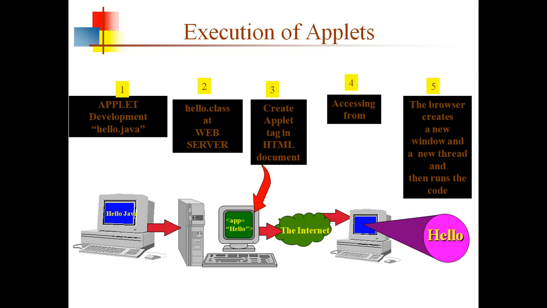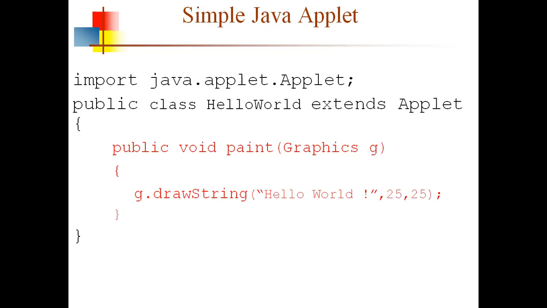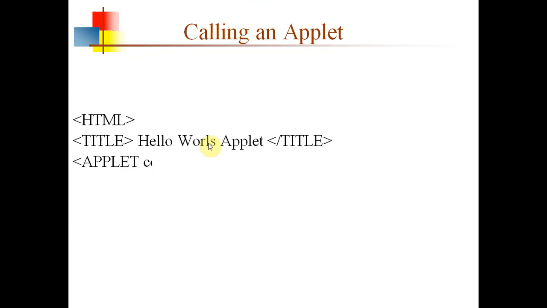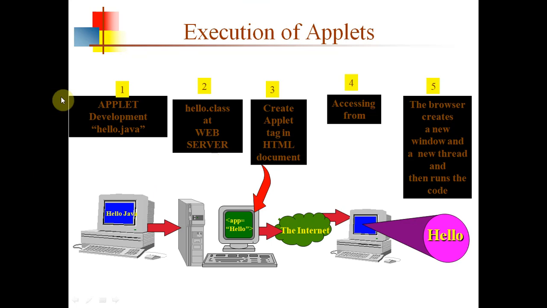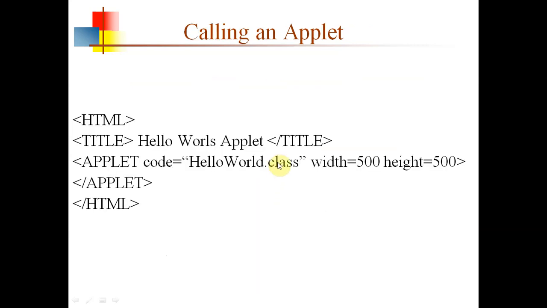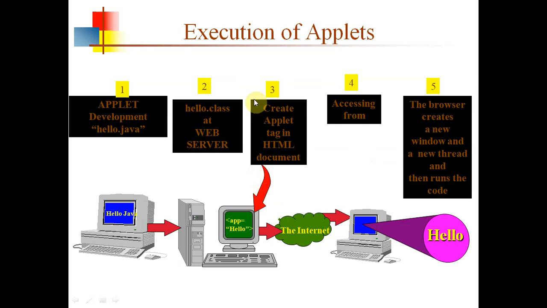How do we execute the HTML? You can see here the program is the Hello Java program. The class name is HelloWorld, but in this case we have hello.java. First we write the program hello.java, then we compile it, and it will be converted into hello.class, and add it to the web server. Then we create an applet tag HTML document, like this program, we will have to write this HTML program.